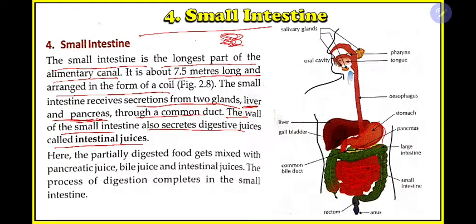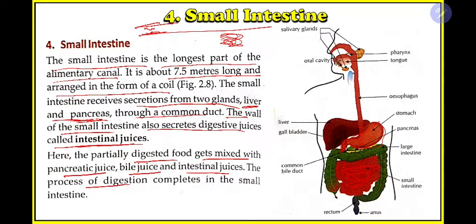For example, if this is the small intestine, on this inner side there will be some glands which will secrete intestinal juices. So we'll learn the function of these three in detail also. Here the partially digested food gets mixed with the pancreatic juice, bile juice and intestinal juice.